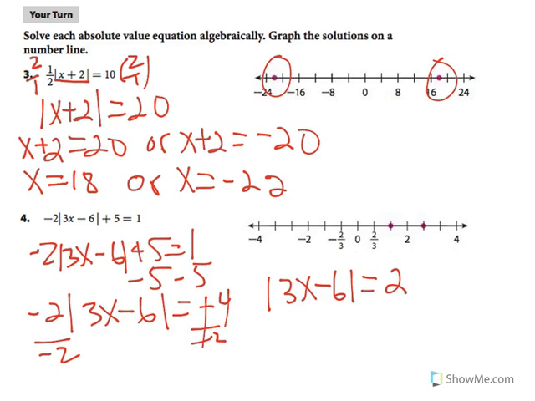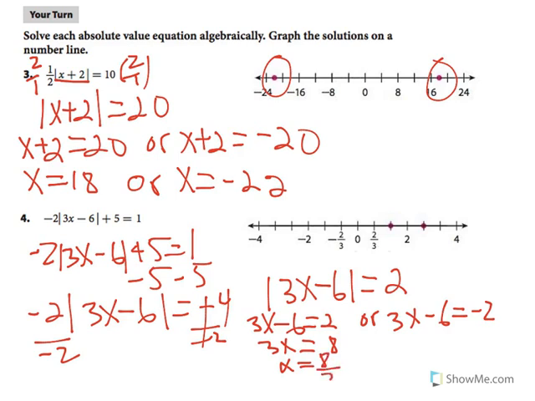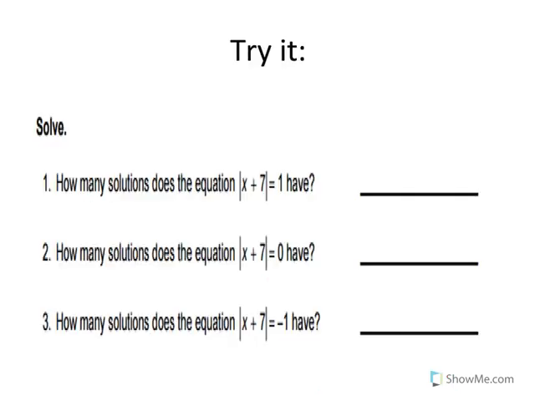So we have absolute value of 3x minus 6 equal to negative 4 divided by negative 2, gives us positive 2. So now we have the absolute value by itself, so we can say 3x minus 6 equal to 2, or 3x minus 6 equal to negative 2. So solve for x, so 3x equal to 8, so x equal to 8 over 3, or 3x equal to positive 4, so then x equal to 4 over 3. Okay, so then we can graph those on our number line. Right, so let's move on to number 6.